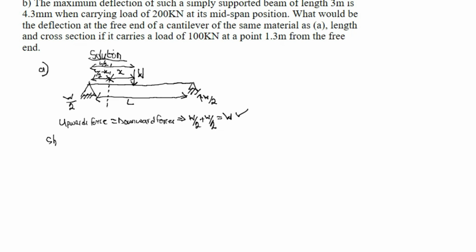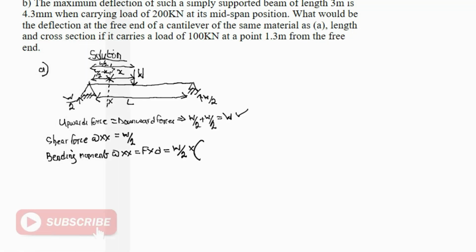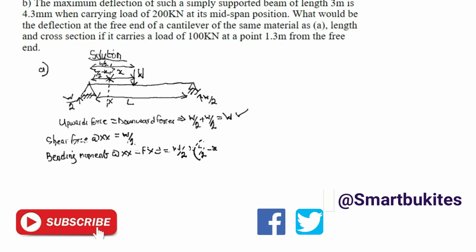Next, we find the shear force at the section XX, because we are analyzing the cross section XX, and the shear force is given by W over 2. We find the bending moment after, and we know bending moment is the force times the distance from which it acts, which would be given by W over 2 times, and looking at the figure, W over 2, the reactive force, is at a distance of L over 2 minus X from our cross section X. So therefore our distance would be L over 2 minus X.